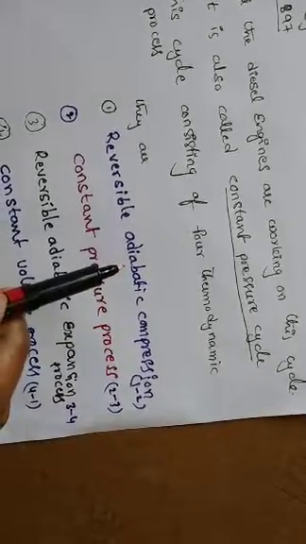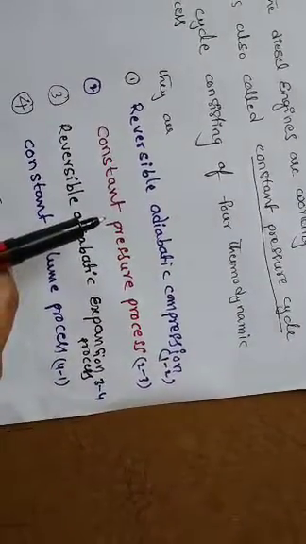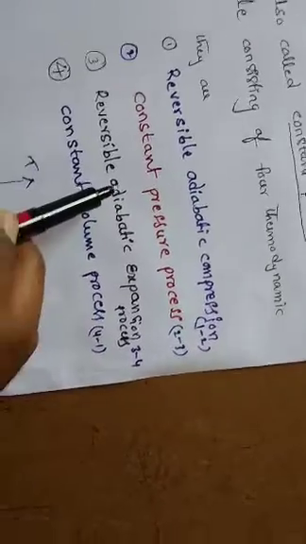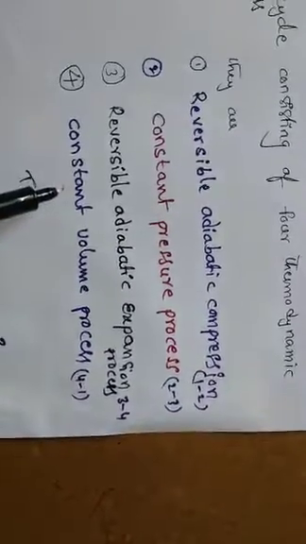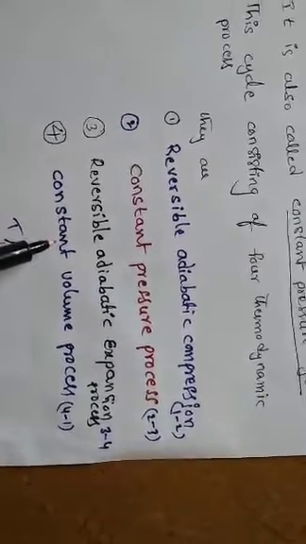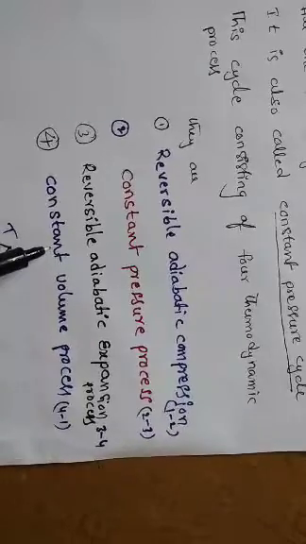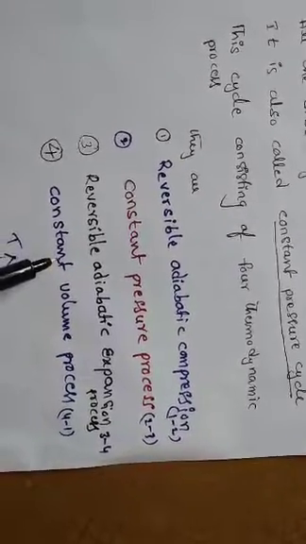They are: first one, reversible adiabatic compression process, that is the 1 to 2 process. Second one, constant pressure process, that is 2 to 3. Third one, reversible adiabatic expansion process, 3 to 4. And fourth one, constant volume process, 4 to 1. So these are the four thermodynamic processes in this diesel cycle. Let us see them one by one.